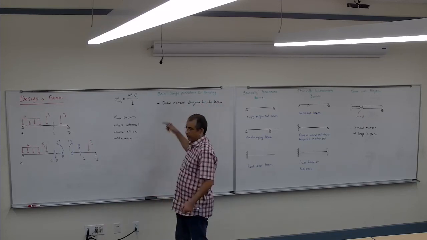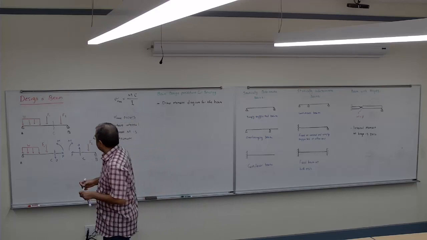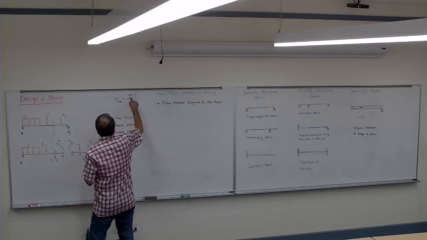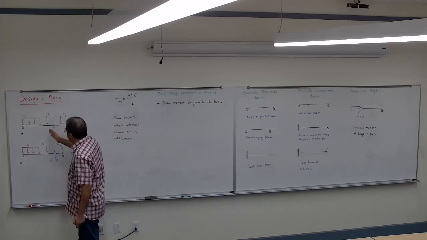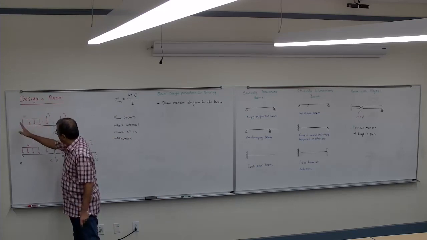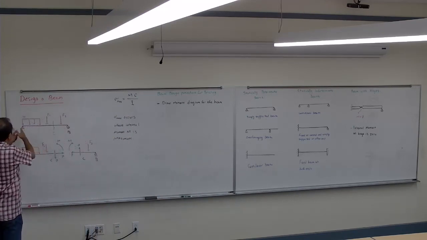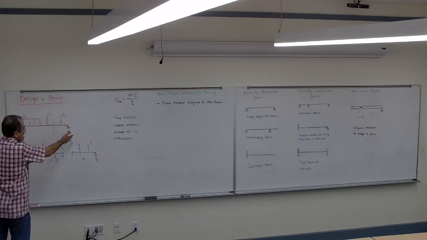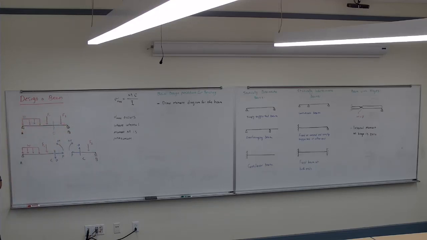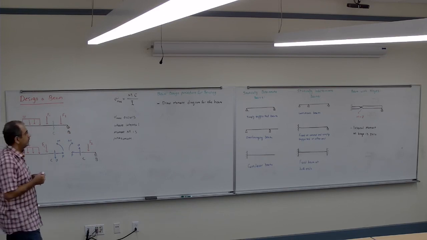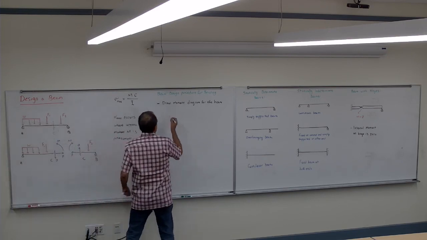Why should I do that? Why should I draw the moment diagram? Because I said I want to know where the M is maximum. So I have to know the moment in the entire beam. I have to go ahead and calculate the moment for the entire beam from the beginning to the end. And then I have to find the maximum moment.